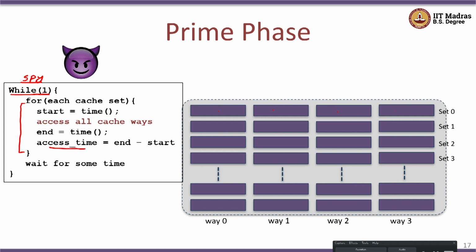Now for subsequent iterations, the iterations after the first iteration in the while loop, the access time for each cache set would be considerably lesser, because the data for the spy is already present in the cache, right? So any load or any access to these data is directly read from the cache and does not need to go all the way to the main memory.